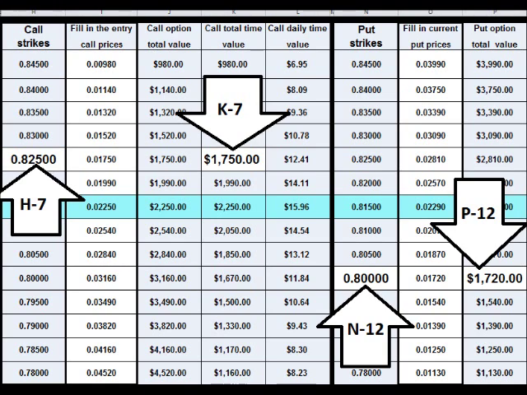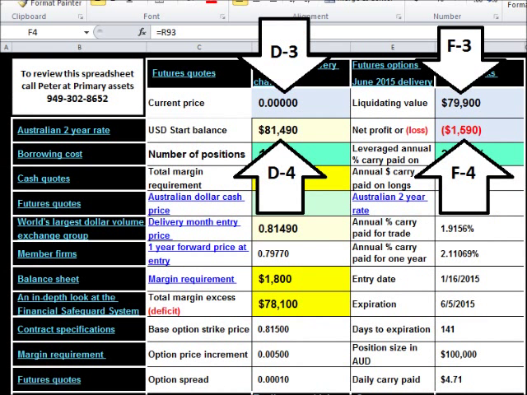This way, if the market stays the same, we've got a net credit in time value of $30. If the market continues its uptrend, the position will be called away at a profit at 82.50 in H7. If the Australian dollar goes to zero, we're protected against any losses by our put that we purchased in N12 at 80. Let's experiment with some of the potential outcomes for this trade.